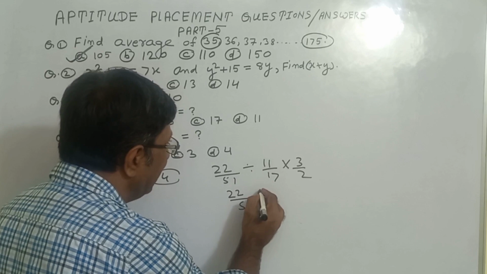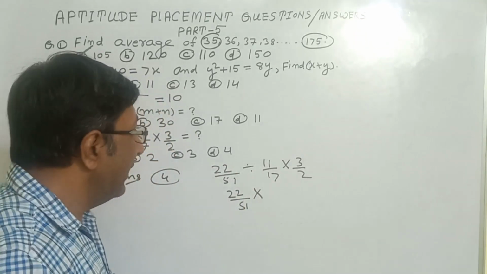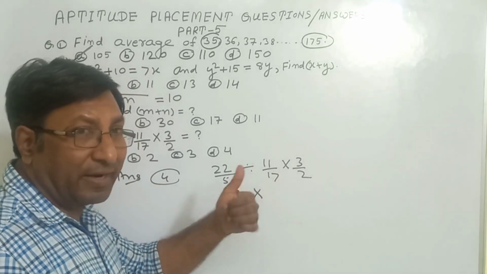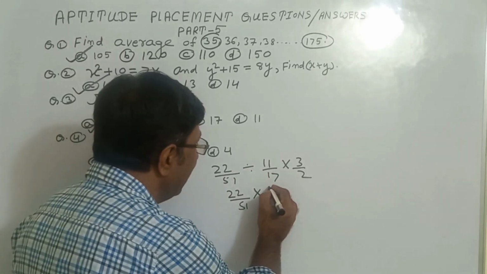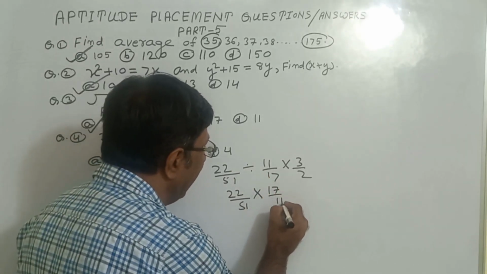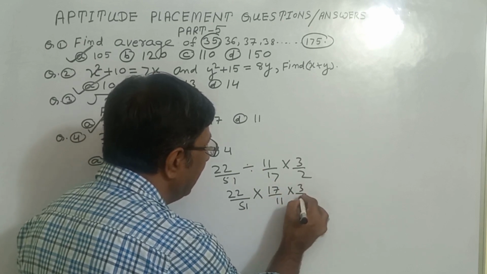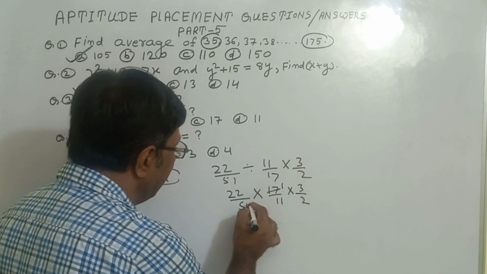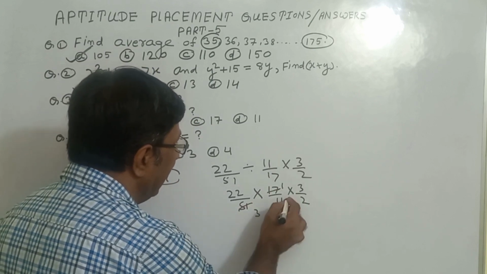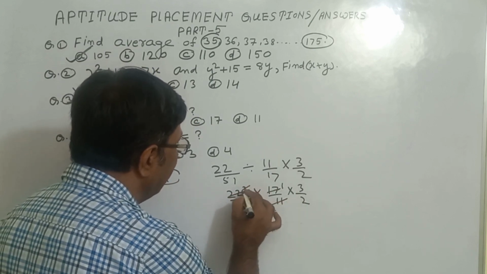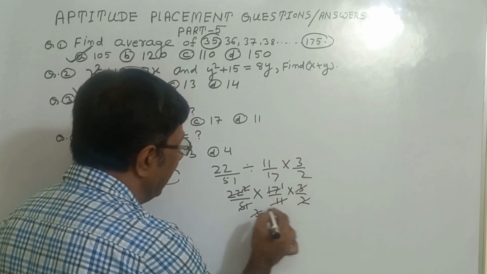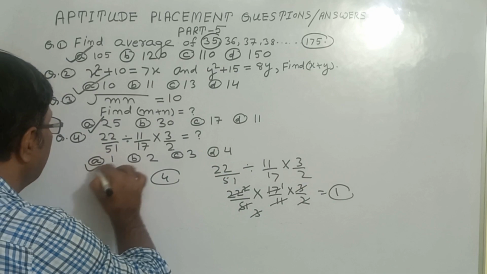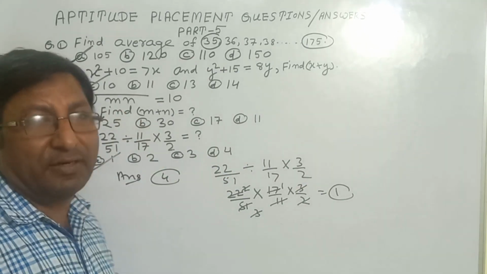So this is 22 upon 51. The divide changes into multiply, and the number just after the divide becomes its reciprocal. So this is 17 upon 11 multiplied by 3 by 2. Now 17 times 3 is 51. Here 11 times 2 is 22, and 2 and 2 cancel, 3 and 3 cancel. So here we get 1. In the options, option A is 1. So our correct answer is 1.